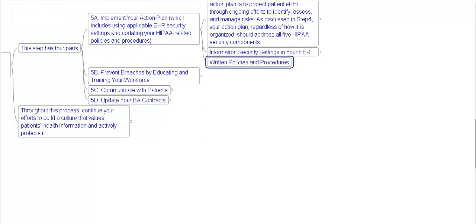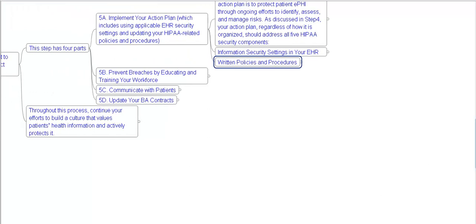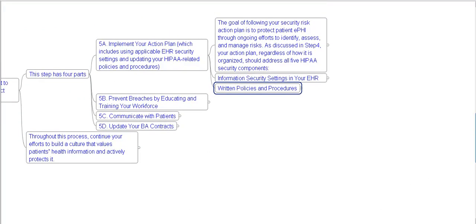Okay. Now I'll move to the next part. Prevent breaches by educating and training your workforce.